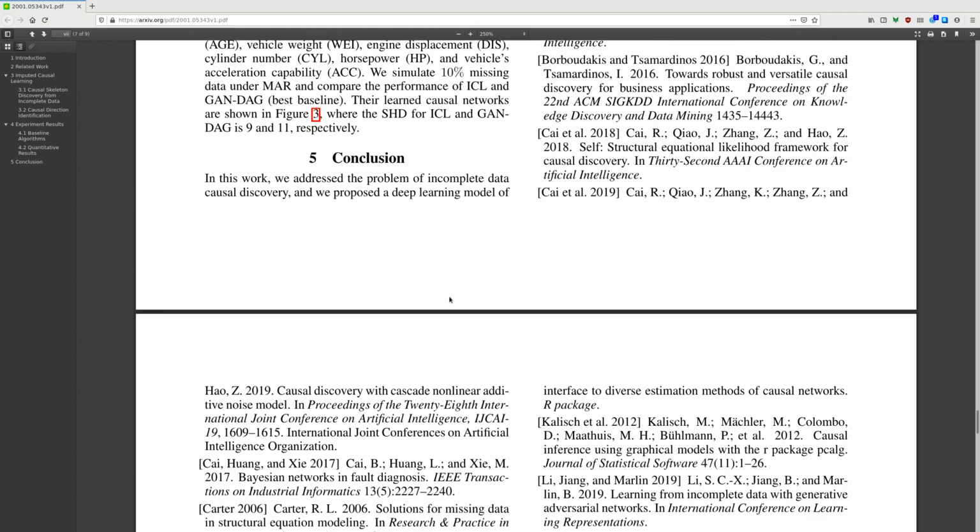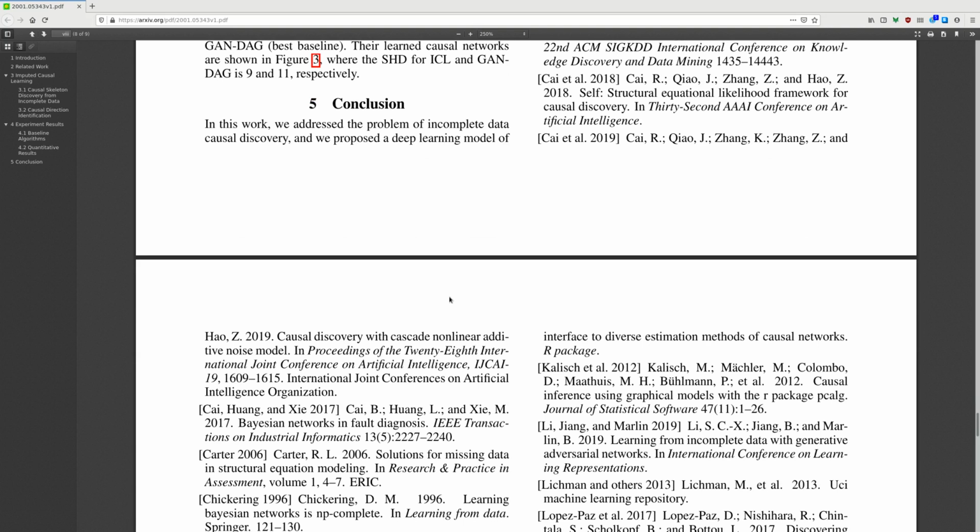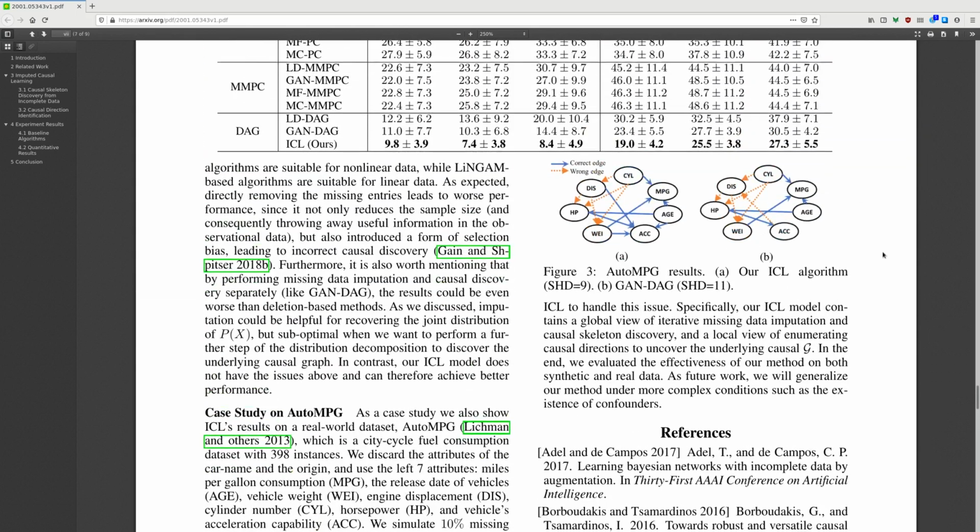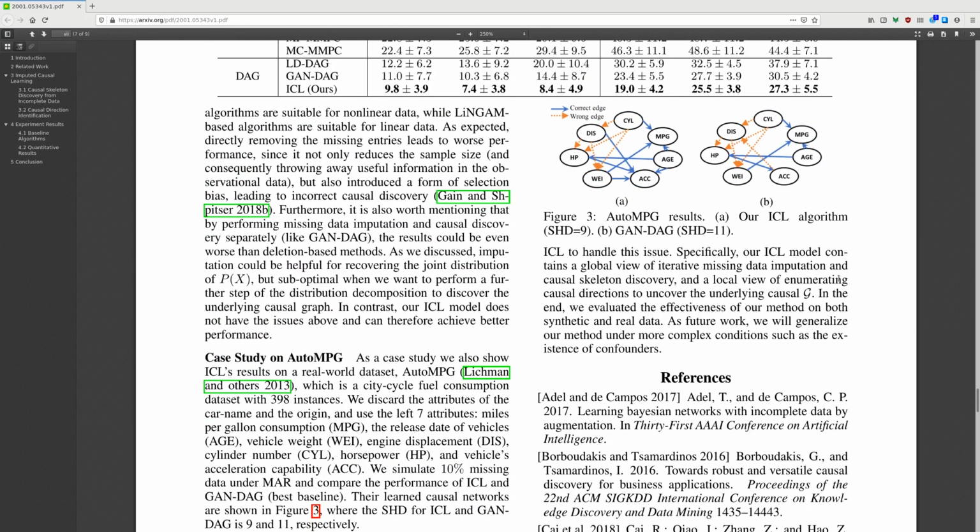Study conclusion. In this work, we address the problem of incomplete data causal discovery, and we proposed a deep learning model, ICL, to handle this issue. Specifically, our ICL model contains a global view of iterative missing data imputation and causal skeleton discovery, and a local view of enumerating causal directions to uncover the underlying causal graph G. In the end, we evaluated the effectiveness of our method on both synthetic data and real data. As future work, we will generalize our method under more complex conditions, such as the existence of confounders.